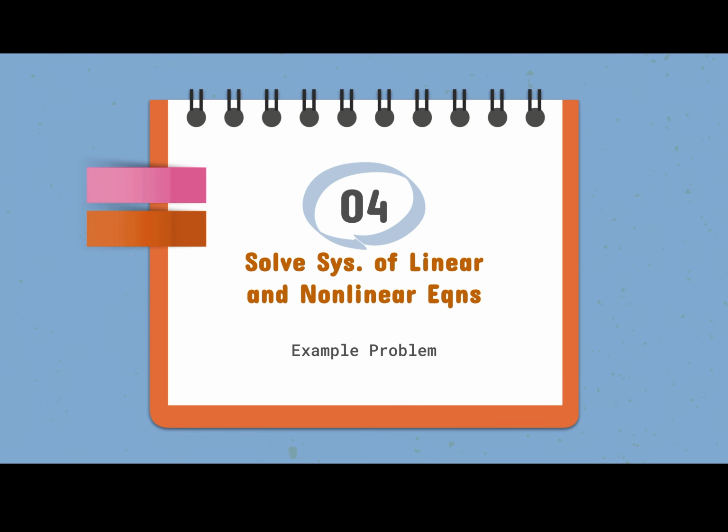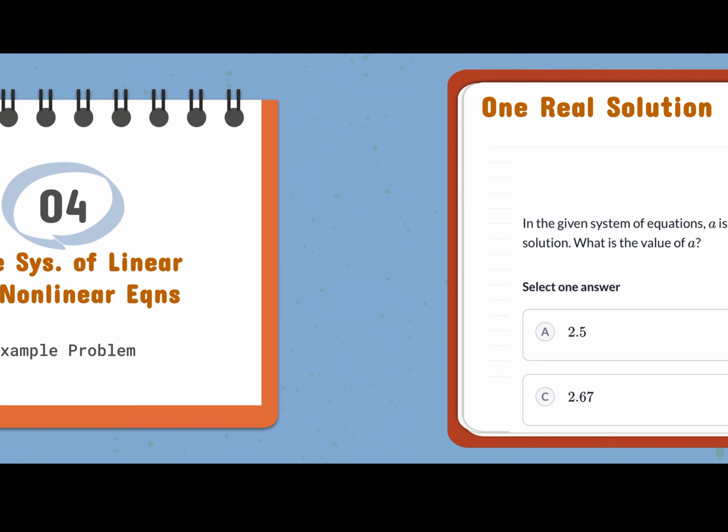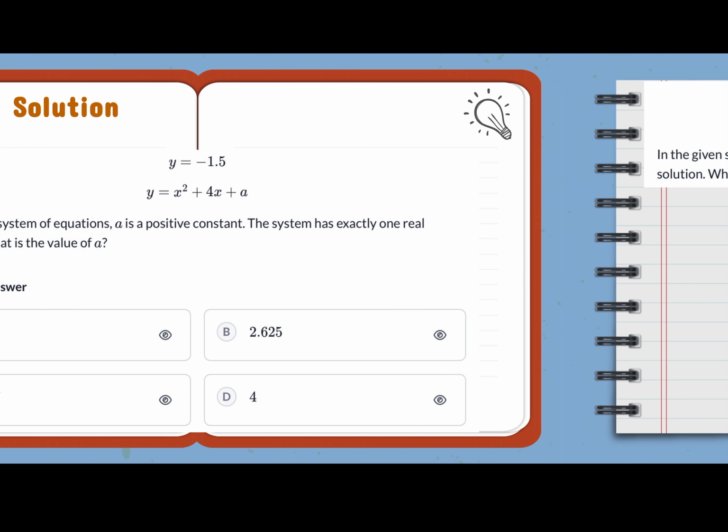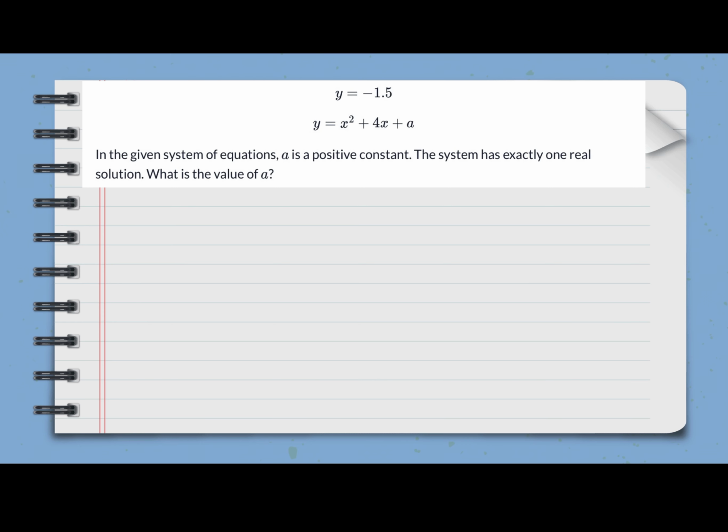Okay, last subtopic for this topic is solve systems of linear and nonlinear equations. Again, we have one real solution, and we have given a as a positive constant. So again, one real solution. What is the value of a? So just like a system, we can just set both equations equal to each other, which in this case is y equals negative 1.5, and that can be equal to x squared plus 4x plus 9, or plus a, sorry. What is the value of a?